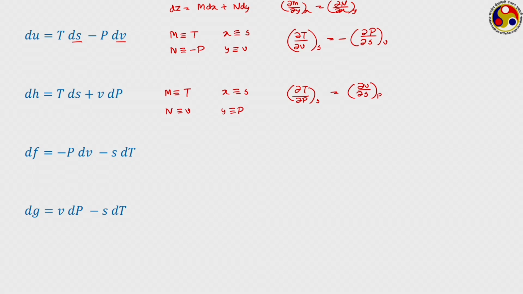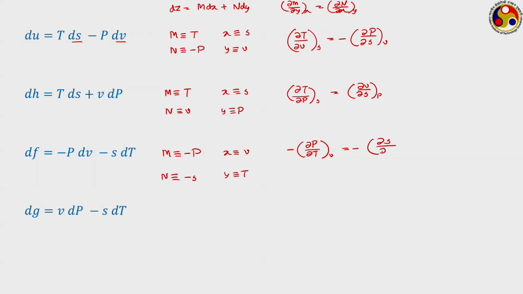Look at the third one, which is the one involving the Helmholtz free energy or change in the Helmholtz free energy. Here m is equivalent to minus P, n is equivalent to minus s, x is equivalent to small v, y is equivalent to T. So, from there what we can write is minus of ∂P/∂T with v constant is equal to minus of ∂s/∂v with T constant. The minus sign we can omit from there. So, this is the third Maxwell's equation. So, we have got 3 Maxwell's equations now.